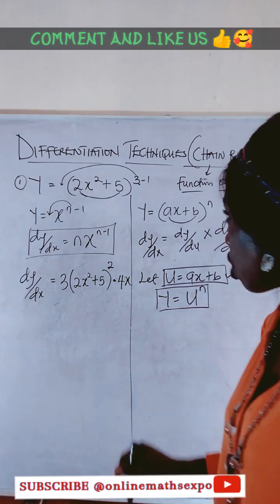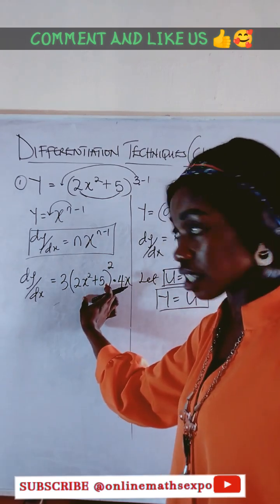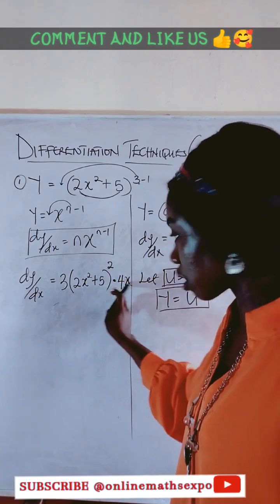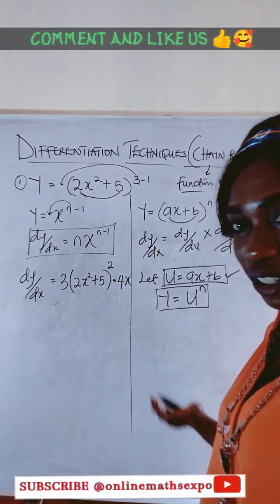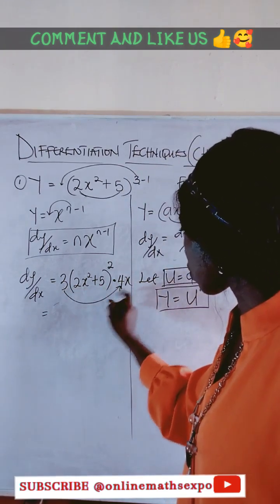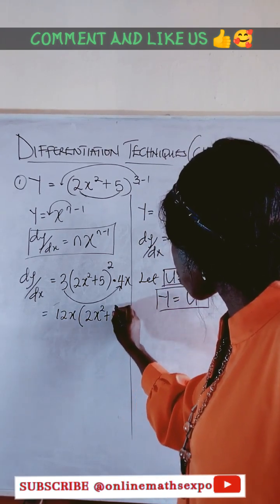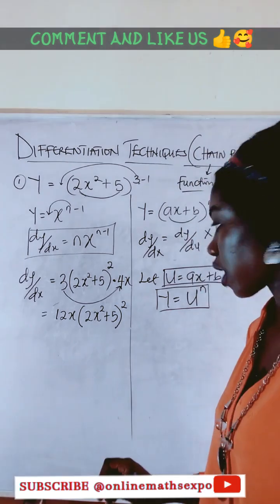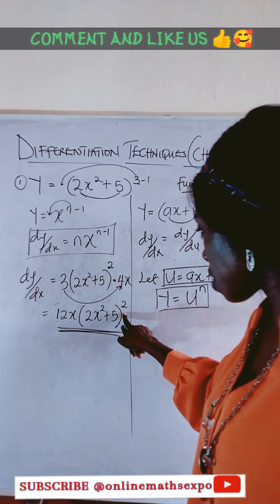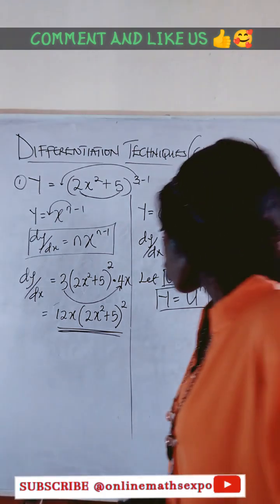I hope you understood it. Use this power to multiply this. Return this, which is this. Subtract 1 from the power of this. Then differentiate the inside, and that is what we have here. So we are done, and this 3 will multiply 4x to give us 12x into (2x squared plus 5) raised to the power of 2. Okay, you can leave your answer like this. You can also decide to expand this and then multiply, but this is also correct. So that is for that.